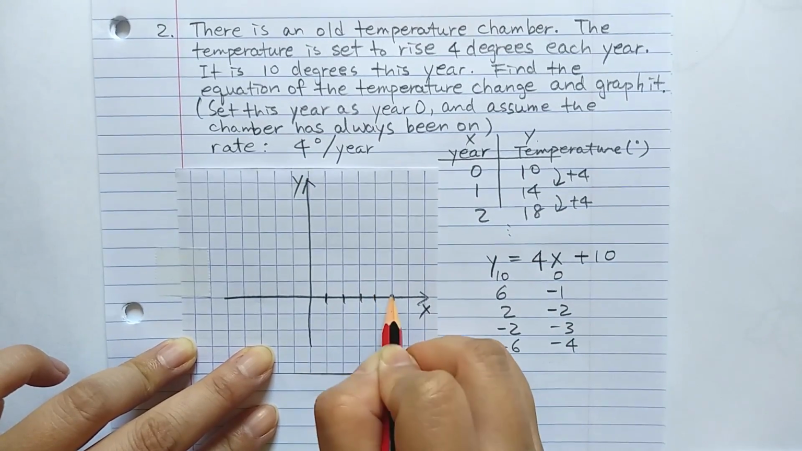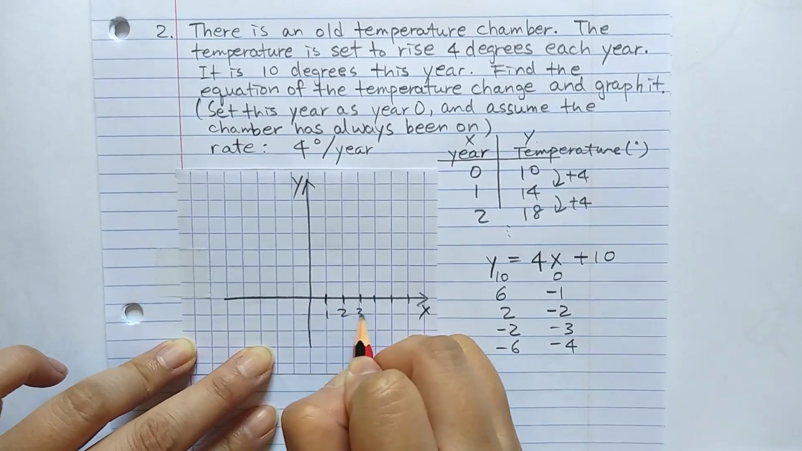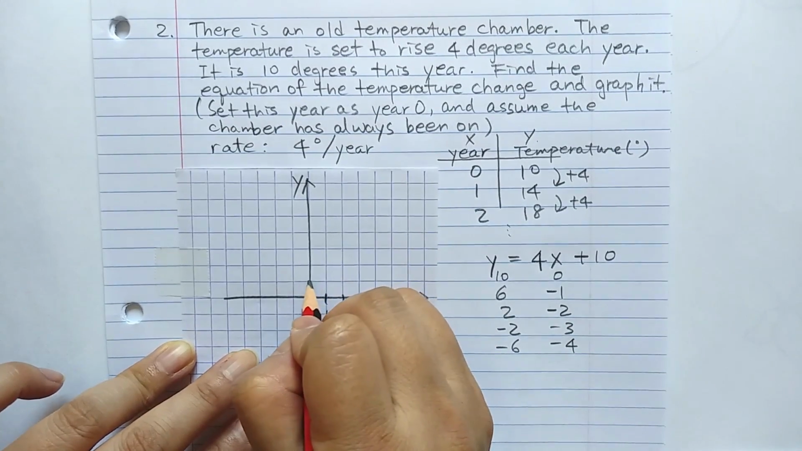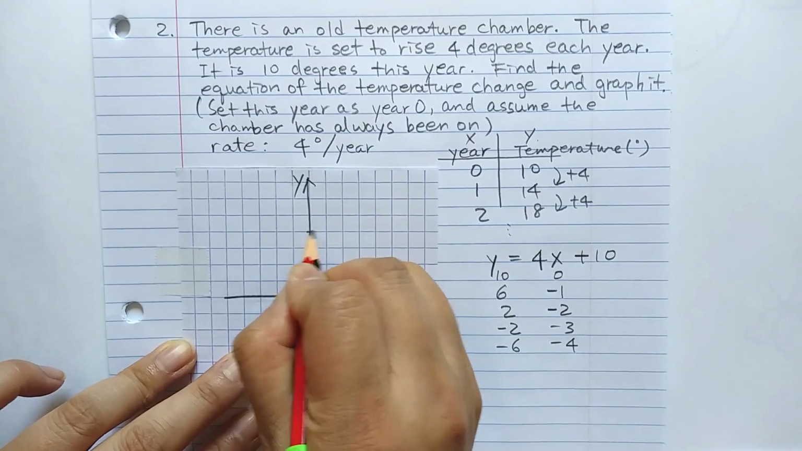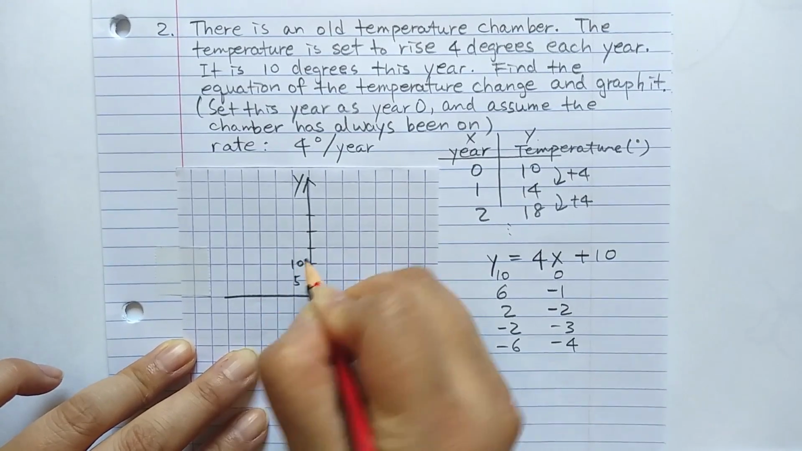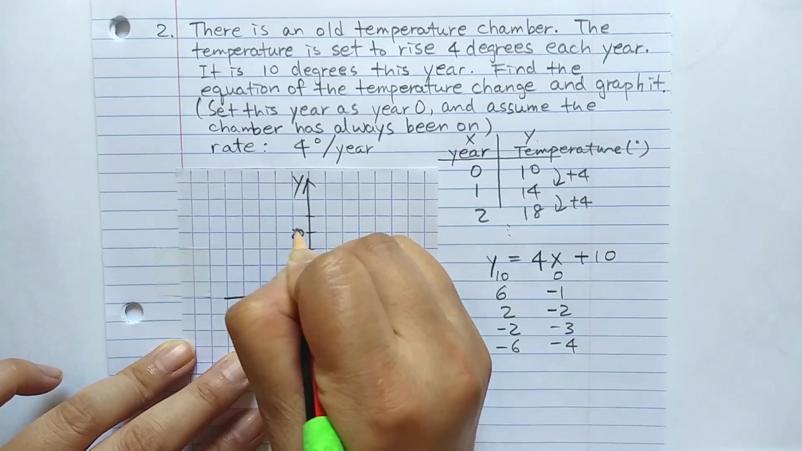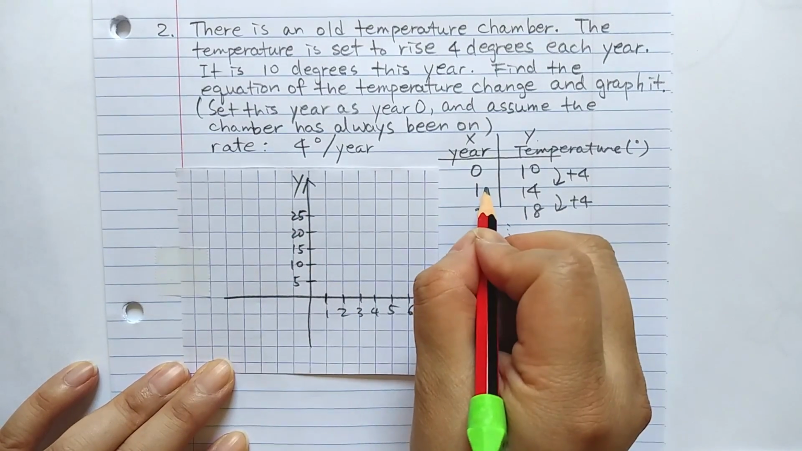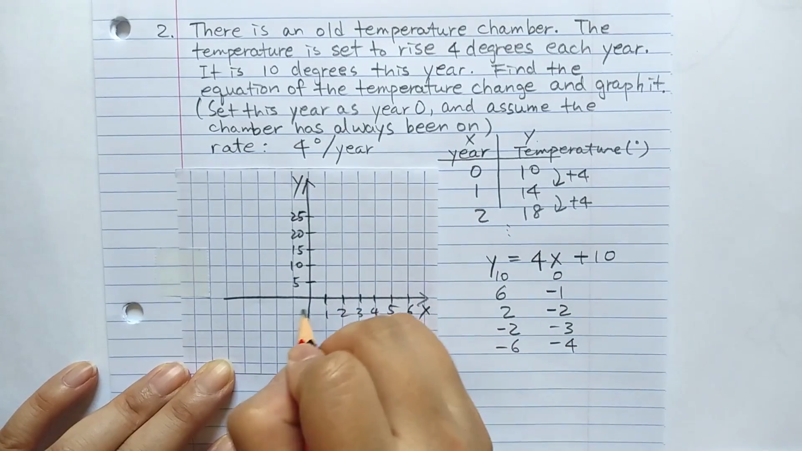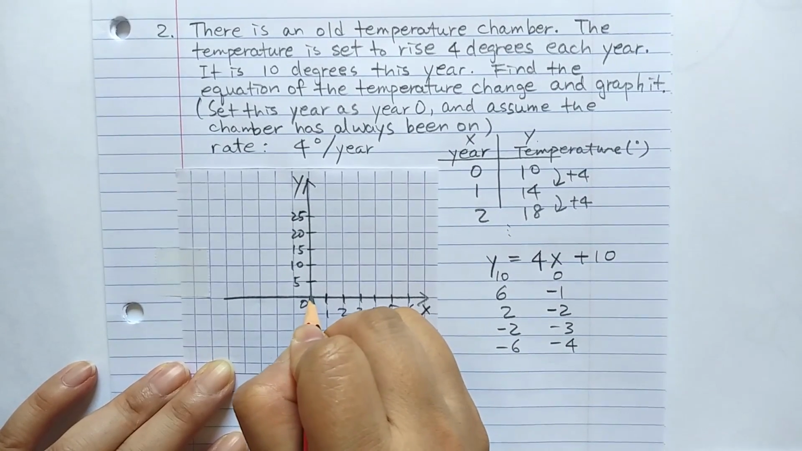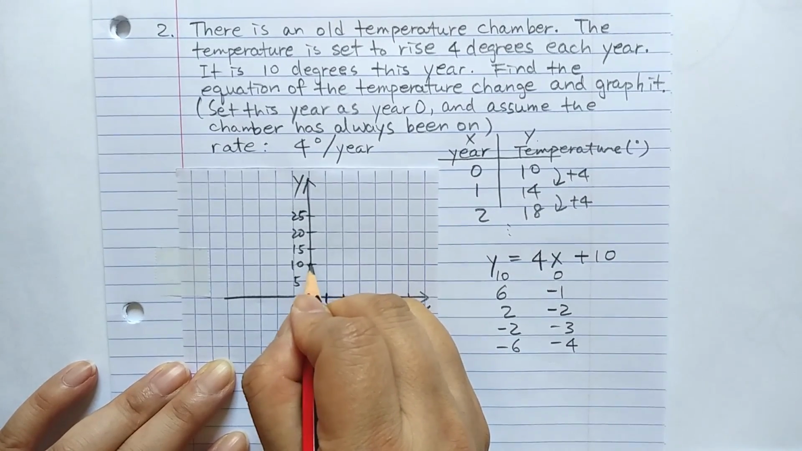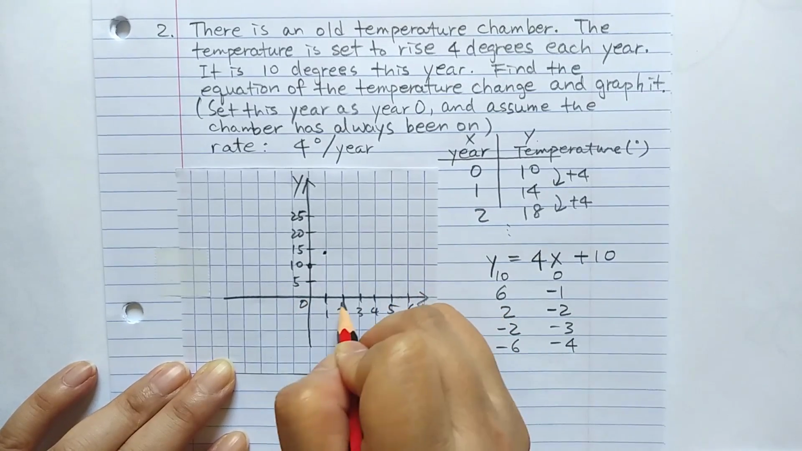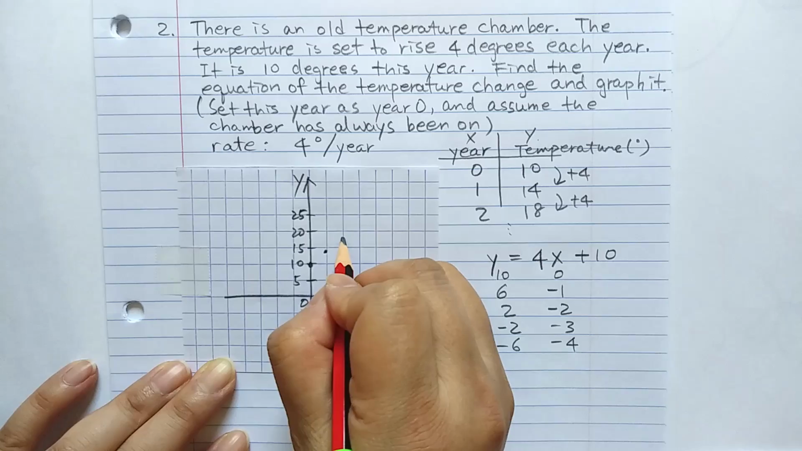Year 1, 2, 3, 4, 5, 6. And the temperature will be 5, 10, 15, 20, and 25. Year 0 is 10 degrees, so where's 0? 0 is right here. It is 10 degrees. Year 1 is 14. Year 2 is 18.